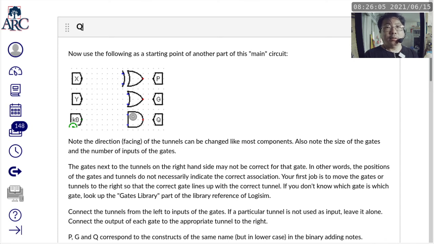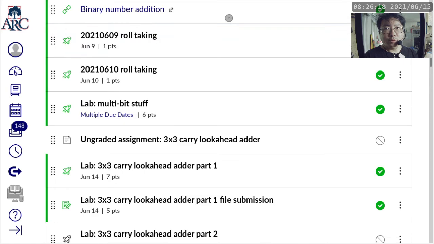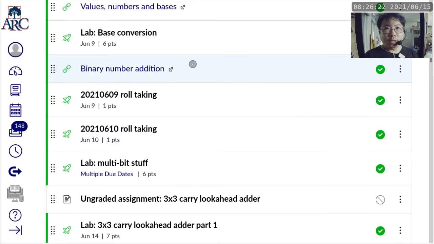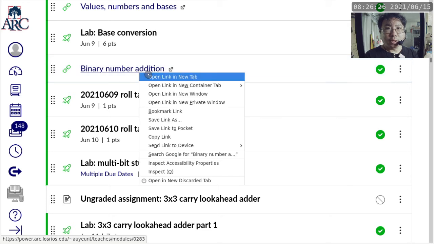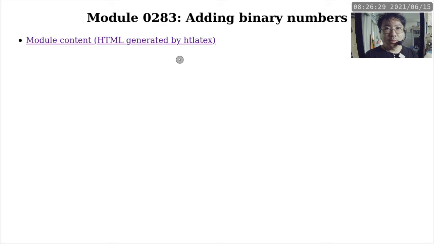And here come the questions, right? Some people ask, where do I find Q? Where do I find G? And where do I find P as definitions? So to those questions, the answer is they are all in binary number addition. Okay, I'm just going to open this up. All right.